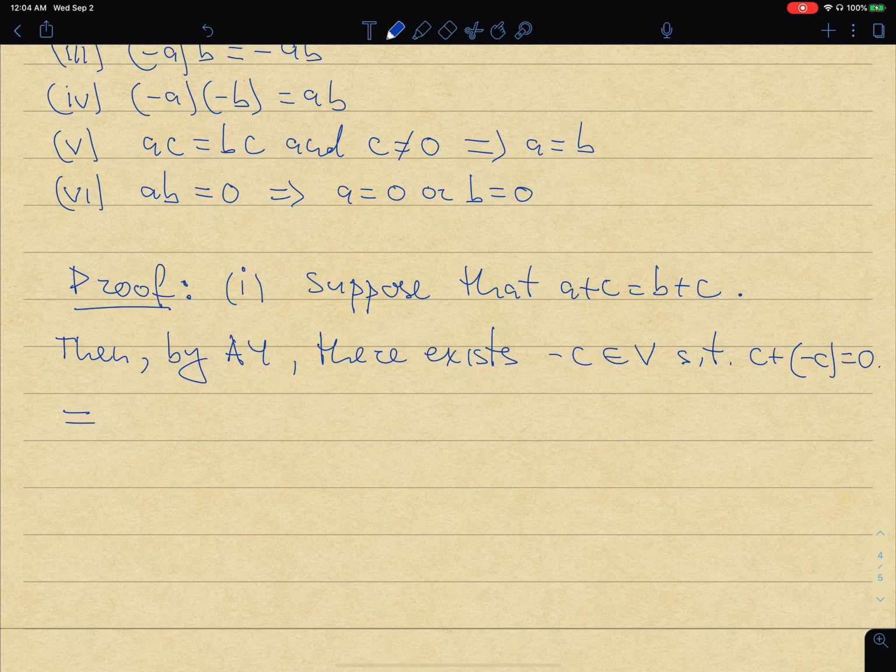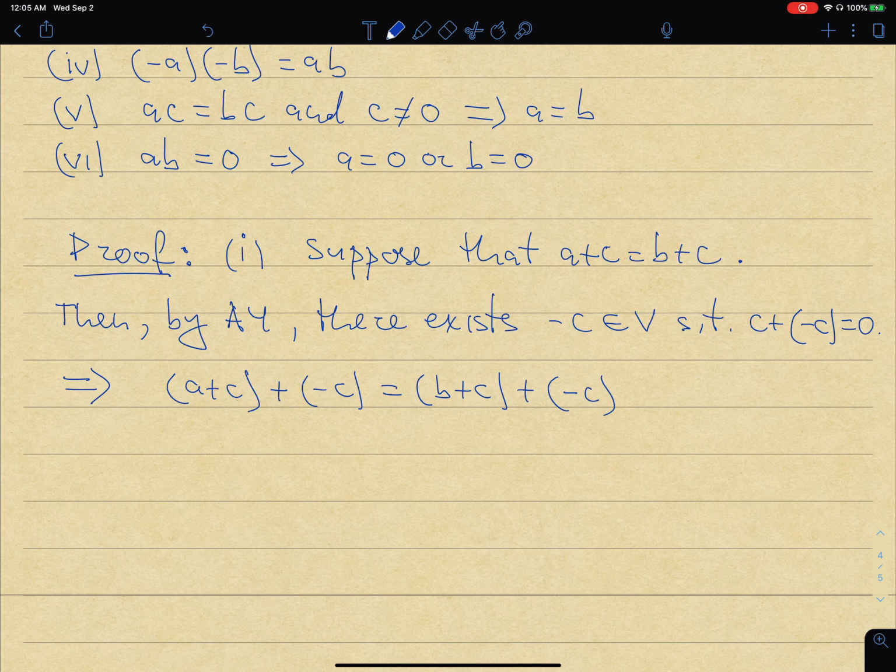Okay, so then what am I going to do? I'm going to take both sides of this equation, and to each of them I'm going to add minus C. There is no particular property for that, because simply if I have two numbers that are the same, and I add another number to the same number, I'm going to get the same outcome. All right, so I have that.